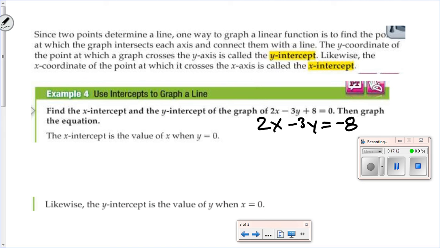So the x-intercept is the value of x when y is equal to 0. That's when we are crossing the x-axis. So we need to substitute 0 in for y into our standard form here. What that looks like is 2x minus 3, substituting 0 for y, is equal to -8.